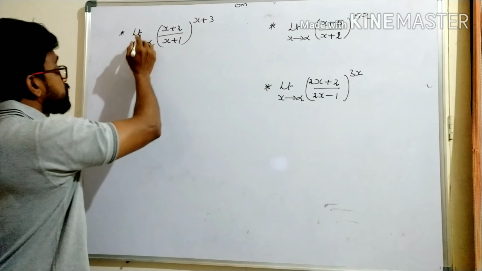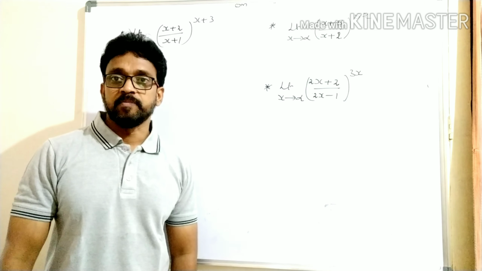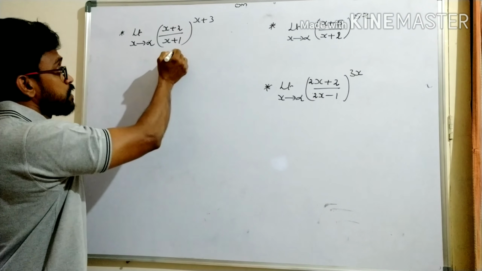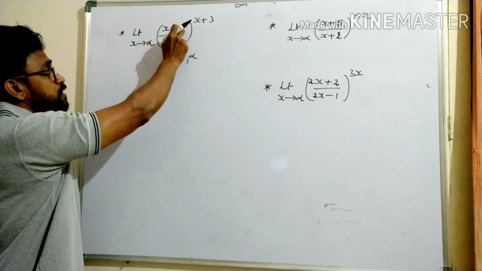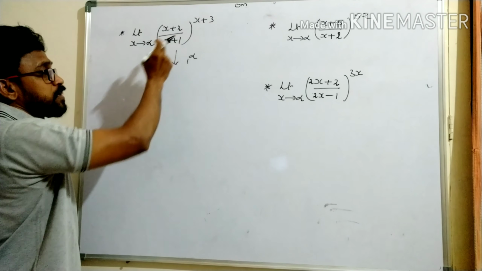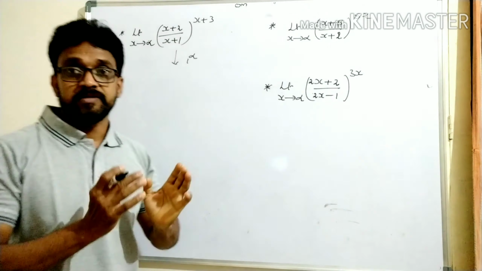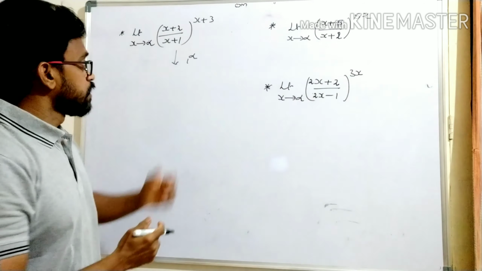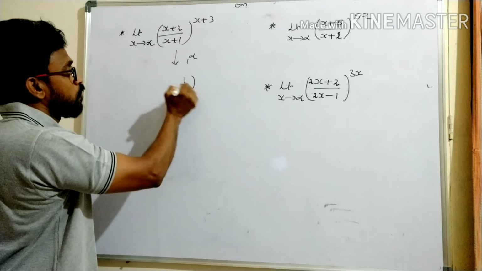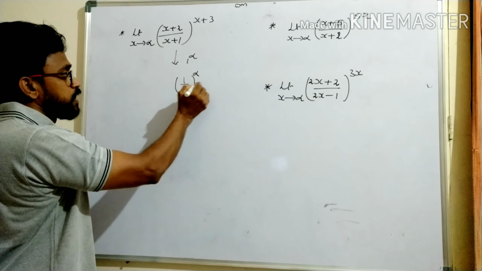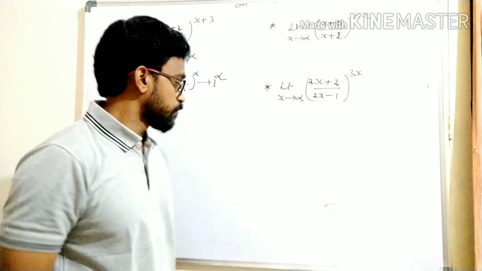Now, limit x tends to infinity of (x plus 2) by (x plus 1), whole power x plus 3. This is also an important format. Very clear, this is also of the 1 power infinity form, because this is linear, that is degree 1, and this is also linear, degree 1. So the degree of numerator and degree of denominator are the same. The x coefficient here is 1 and here it is 1, so 1 by 1 whole power infinity. So very clear, this is 1 power infinity form.